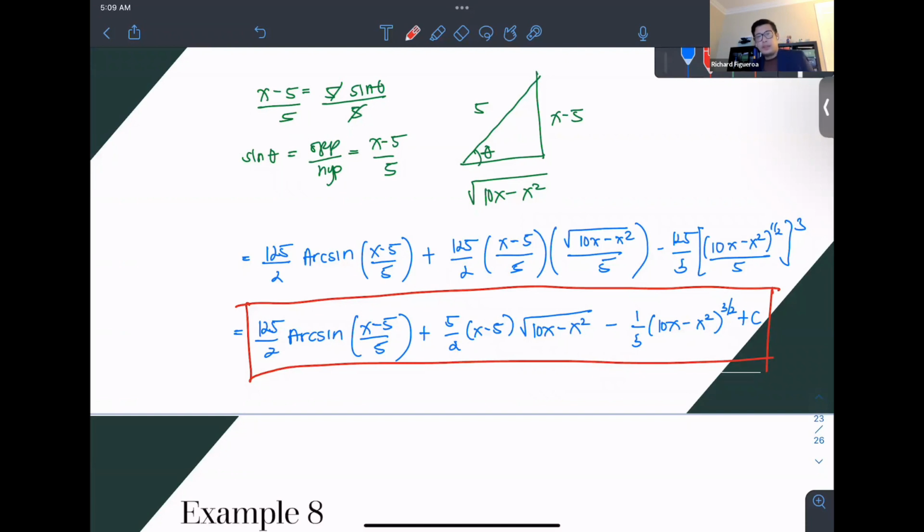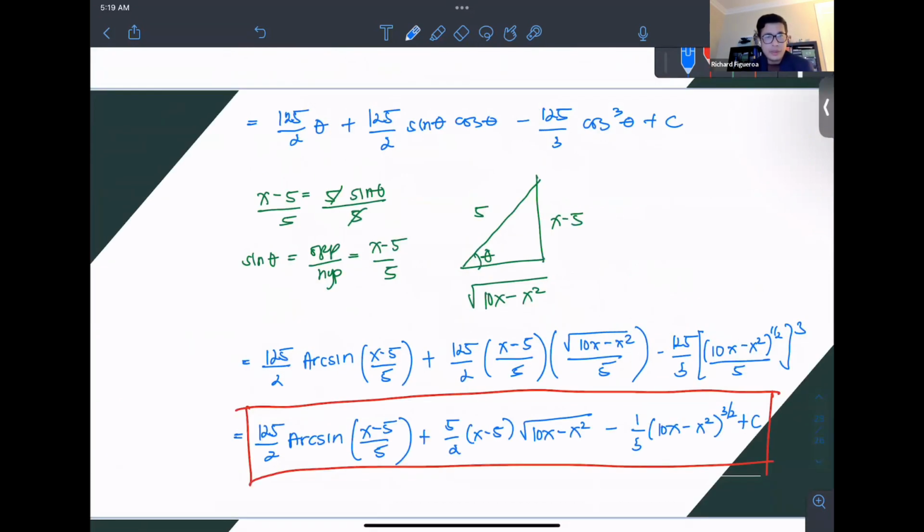Okay, so it's correct. We already have a lot of examples. Okay, so that will be all for trigonometric substitution.